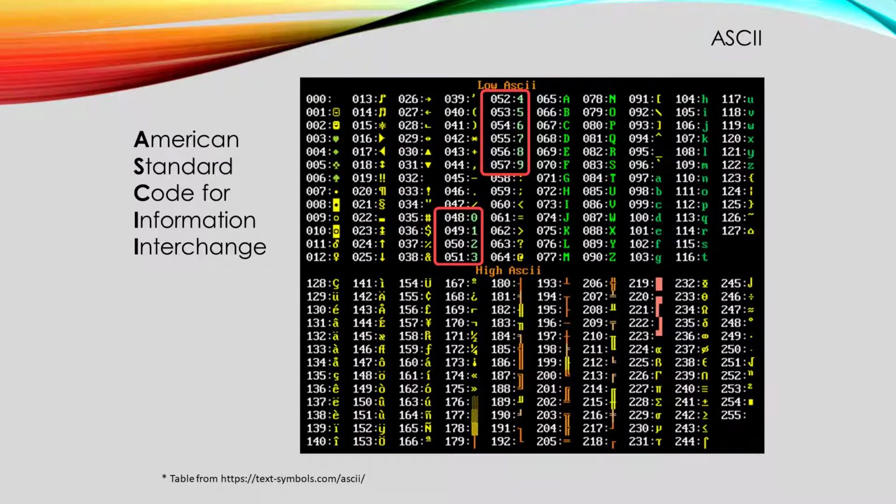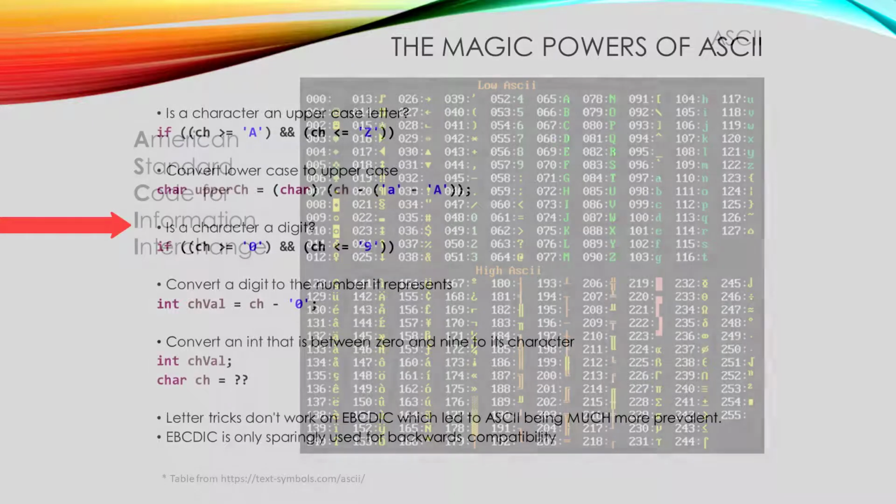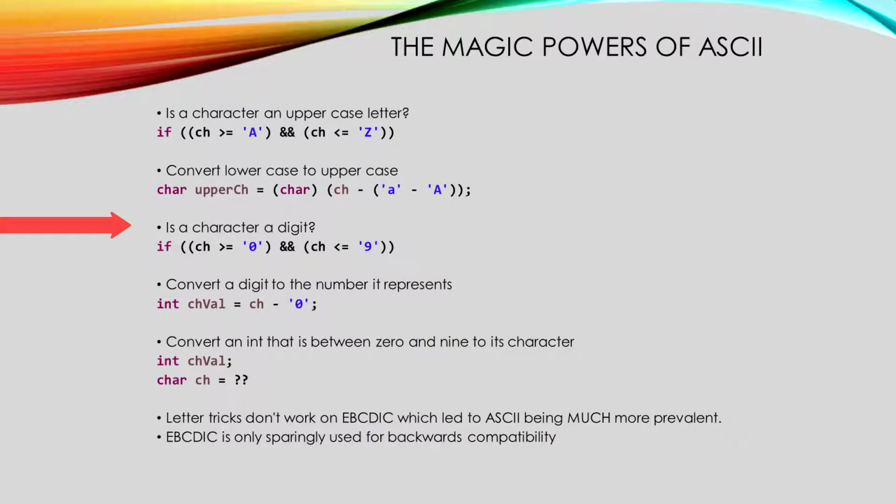And, like the letters, the digits are sequential, which lets us make a similar check for whether a character is a digit. It's a digit if it's between the character for 0 and the character for 9 inclusive.